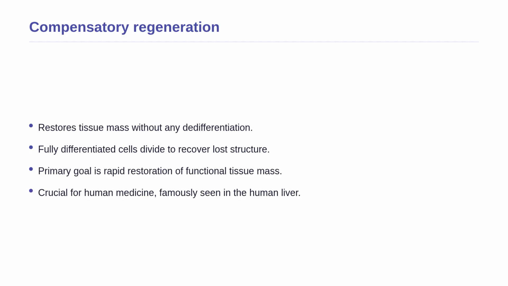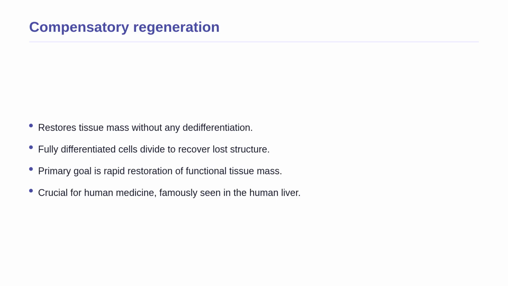We have seen rebuilding from scratch and repatterning existing cells. Now, let us explore a mode of regeneration that happens inside our own bodies: compensatory regeneration. This is incredibly important for human medicine, especially organ transplantation, because it is how the human liver heals itself. In this mode, differentiated cells divide to recover the mass of an injured organ, but they never lose their specialized identities. There is no dedifferentiation and no blastema.